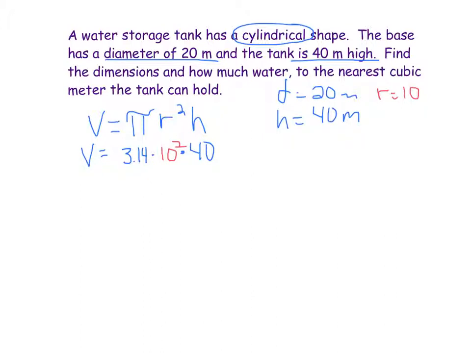So the important part is that when you're given the diameter, you remember to divide it by 2. I still see some of you forgetting that. After you have your formula written and everything plugged in, then you can just use the calculator to simplify. So the volume is 12,560, and we're in meters, so it's going to be meters cubed.